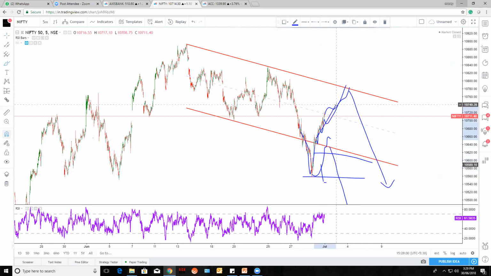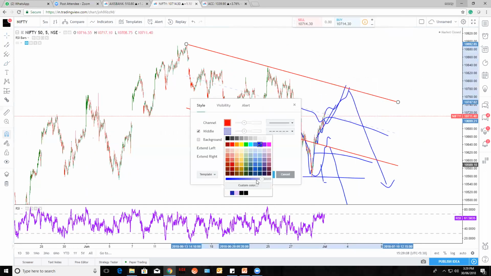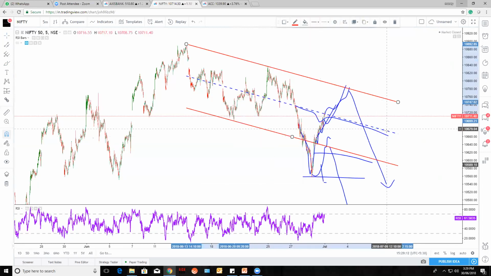If it is coming inside the channel, then at least it will go to this support. This midline also acts as a support. The channel has got a midline. I just like color, I will add. So this also acts as a support and resistance sometimes. Okay, up to the channel's high it can go, or up to the channel's midline it will go, then it may come down.